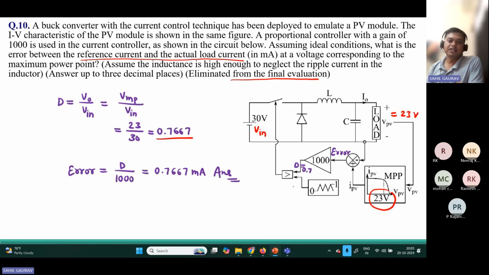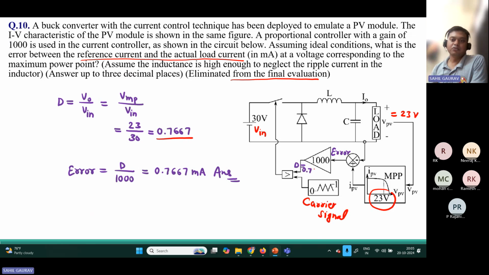So if you see the controller, this is providing only the duty cycle. So this carrier signal varies from 0 to 1, and this duty cycle is 0.7667. So if you pass this duty signal, then you will get the output voltage 23 volt, such that you will get this maximum power. You can implement this MPPT to this converter.